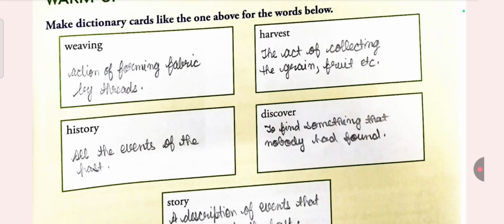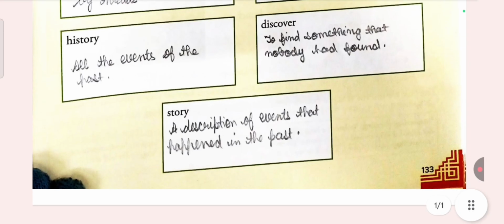First word is weaving. Weaving means the action of forming fabric from threads. Harvest means the act of collecting grain or fruit or any crop. History means all the events of the past. Discover means to find out something that nobody had found yet. Last word is story. Now what do you mean by story? A description of events that happened in the past.